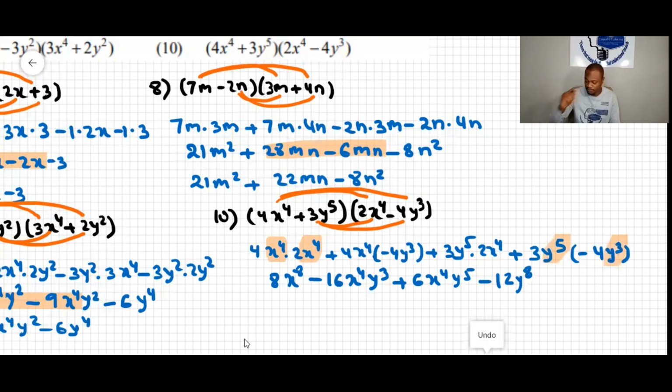Okay. And then let's check if we have like terms here. Now we notice that we do not have like terms here, so the question stops. We can simplify up to here. Thank you.